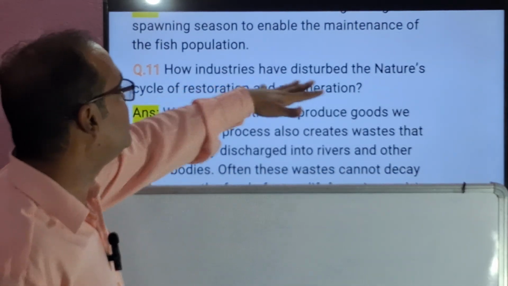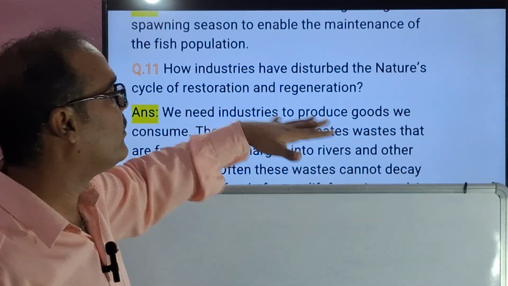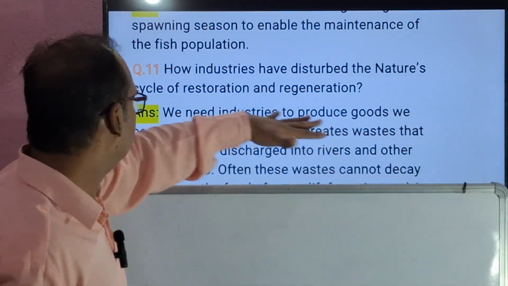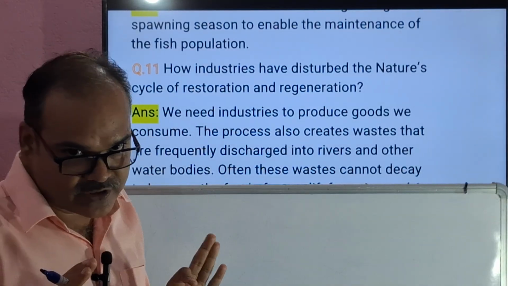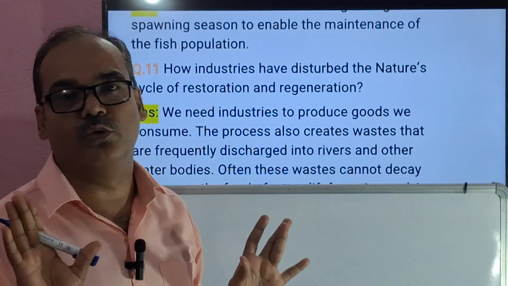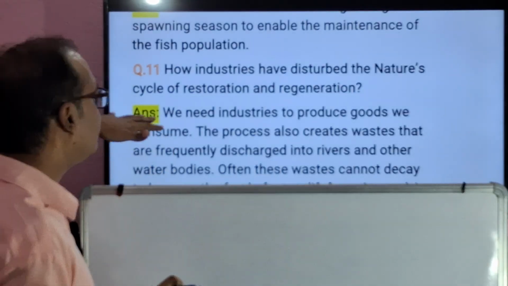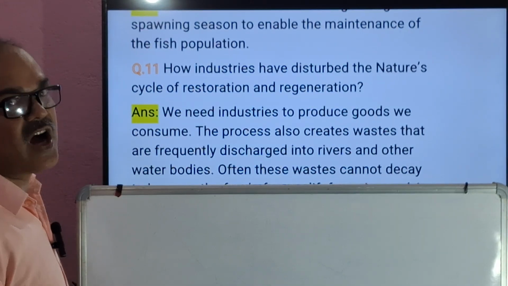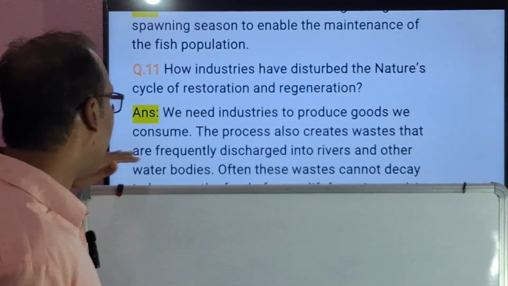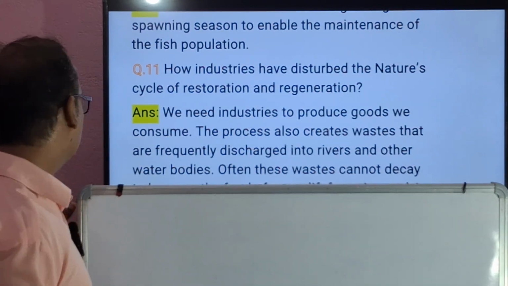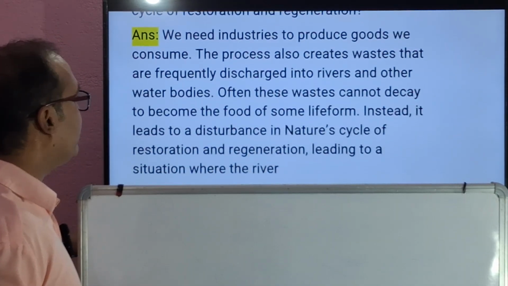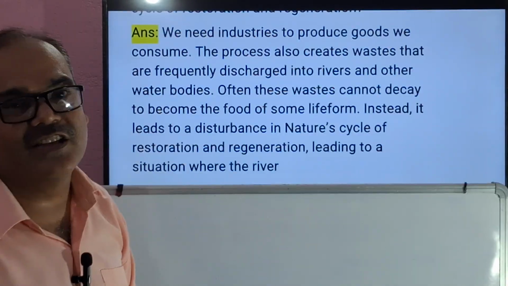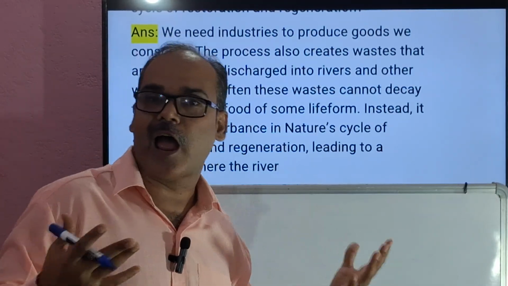Next question. Question number 11. How have industries disturbed nature's cycle of restoration and regeneration? Answer. We need industries to produce goods we consume. It's correct. And without industries, the economy of the country will not grow. That's true. But the process also creates waste that is frequently discharged into the rivers and other water bodies. Often, this waste cannot decay to become the food of some life form. Instead, it leads to disturbance in nature's cycle of restoration and regeneration.